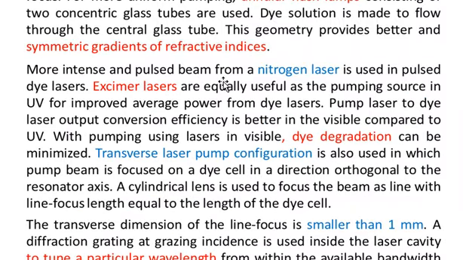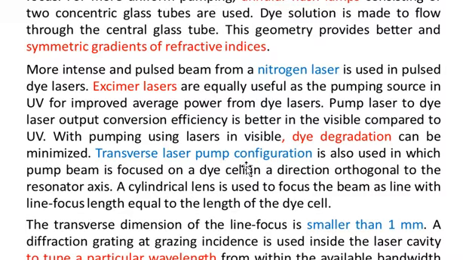More intense and pulsed beam from a nitrogen laser is used in pulsed dye lasers as the pumping source. Excimer lasers are equally useful as the pumping source in the UV for improved average power from dye lasers. Pump laser to dye laser output conversion efficiency is better in visible compared to the UV. With pumping using lasers in visible, dye degradation can be minimized.